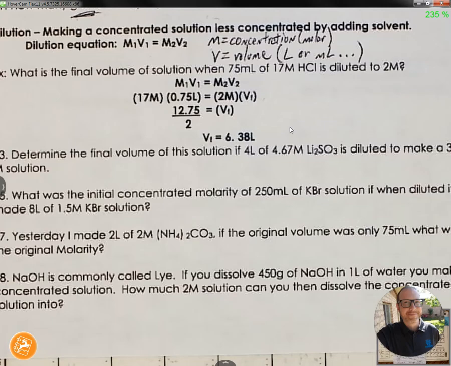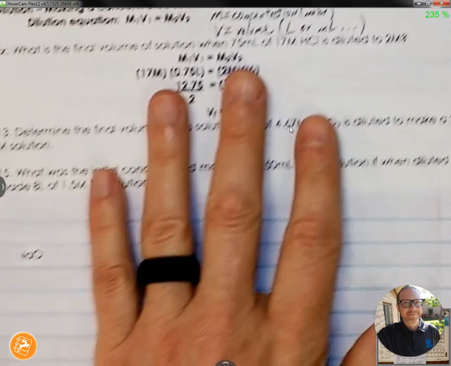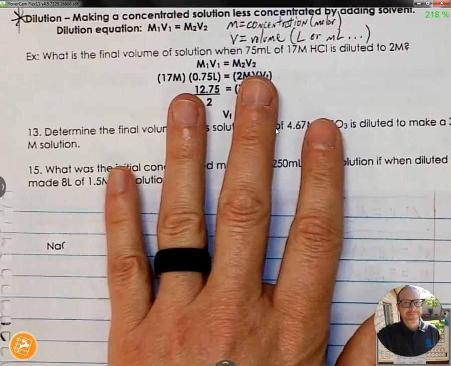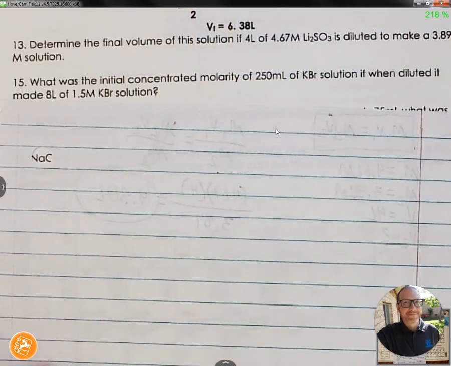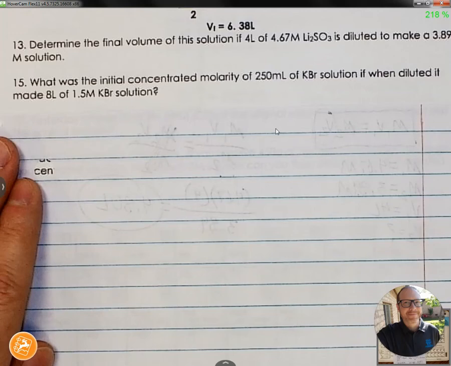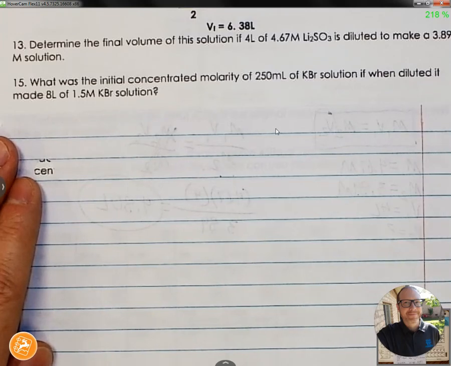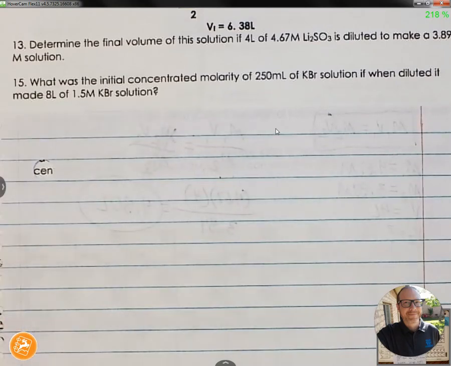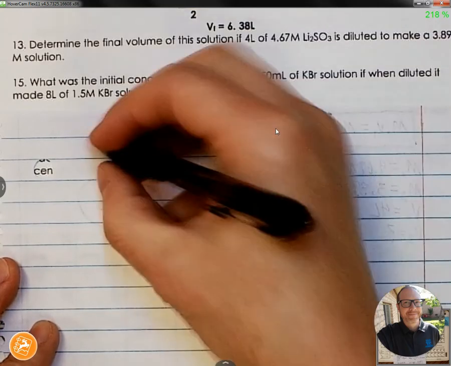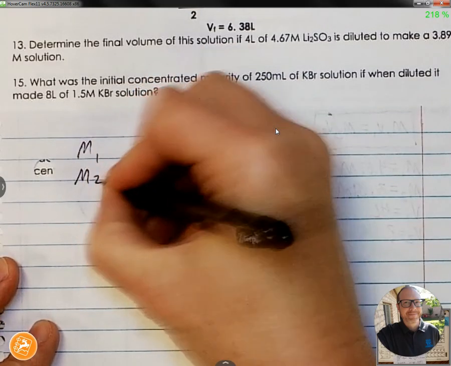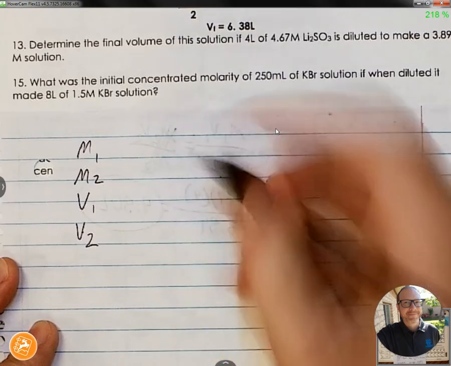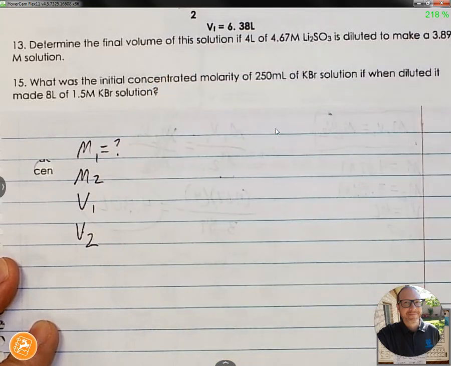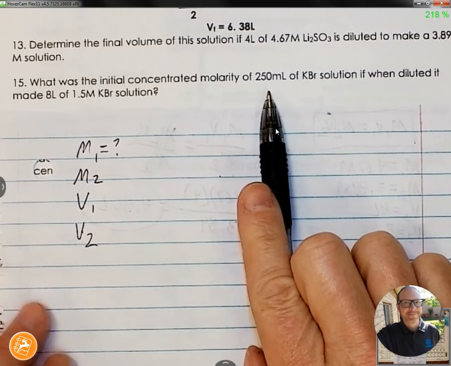Okay, look at 15. What is the initial concentrated molarity of 250 milliliters of KBr solution if, when diluted, it made 8 liters of 1.5 molar KBr solution? I see a few pitfalls here. Let's start by defining our variables. It wants to know the initial concentrated molarity, so we don't know M1. 250 milliliters of KBr solution.